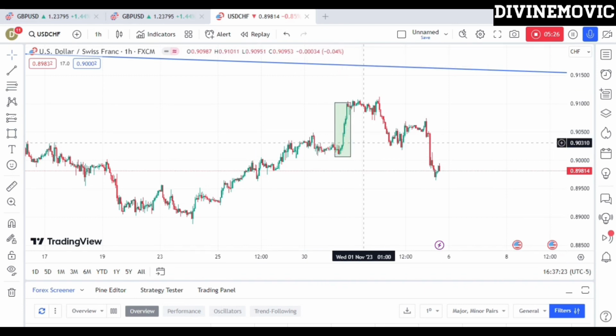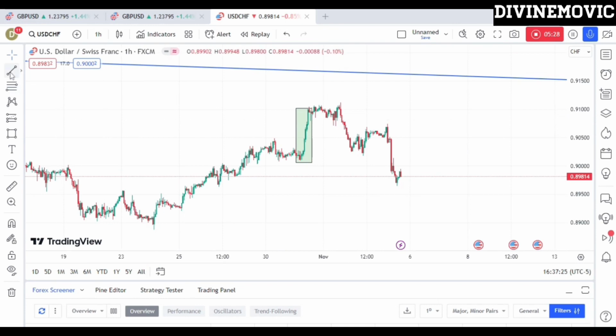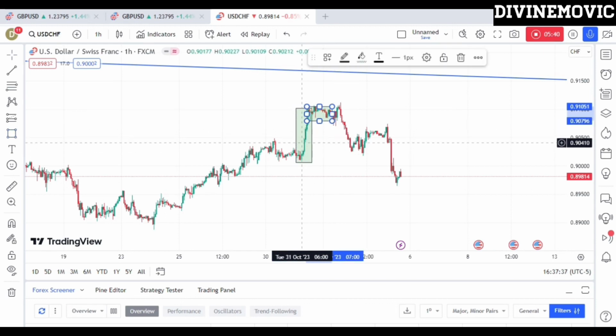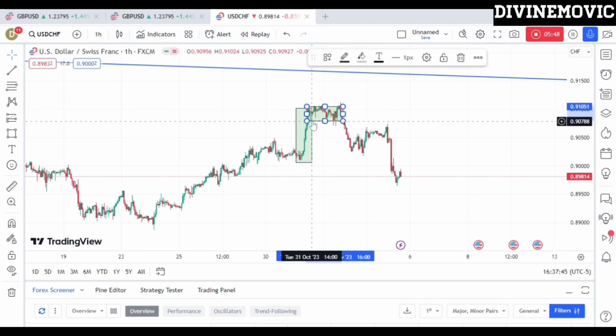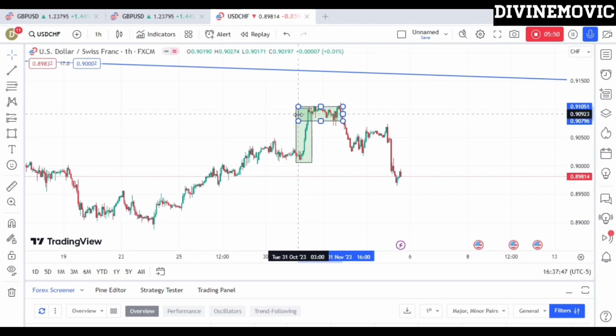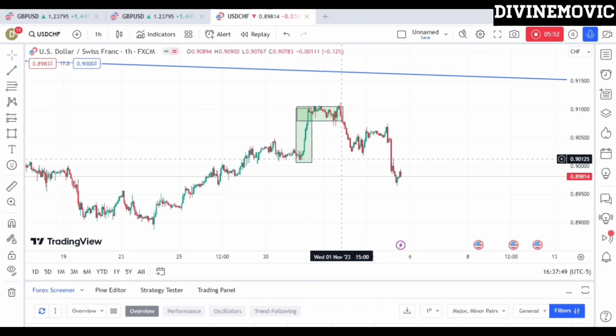This is our rally. Then we have the base, which is referred to as our... this rally here is referred to as a distribution phase. And now this is our base, which is referred to as the consolidation phase.